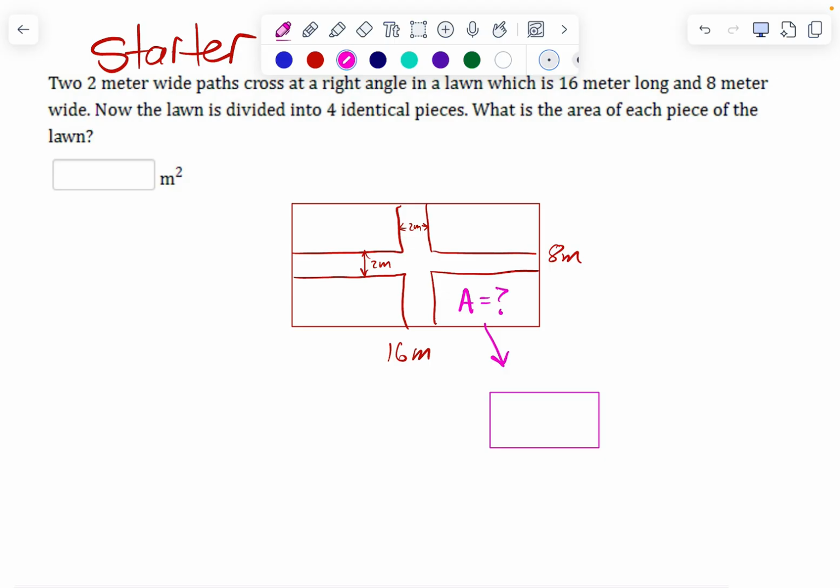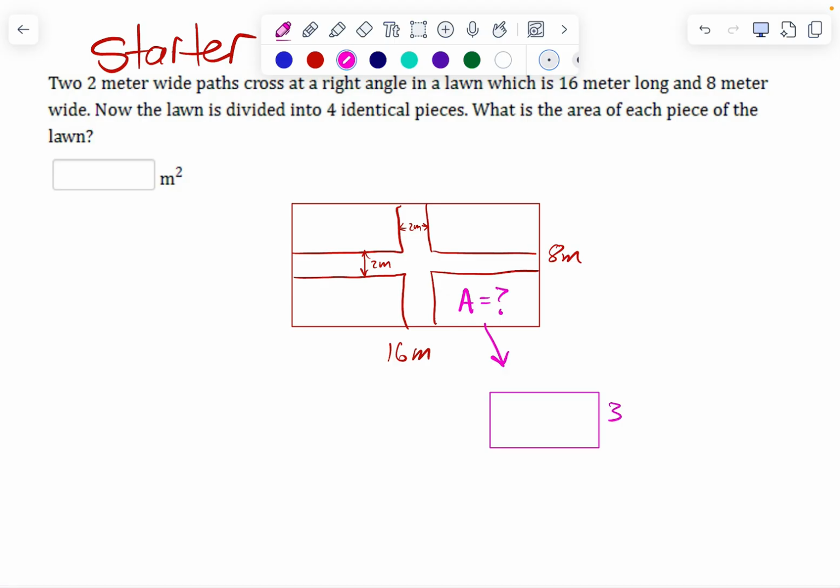Going vertically, like this way? What are the dimensions? It's 3, right? Because this whole length is 8, but we take out 2. That leaves 6. That 2 has to be split between the 2. So it's going to be 3.